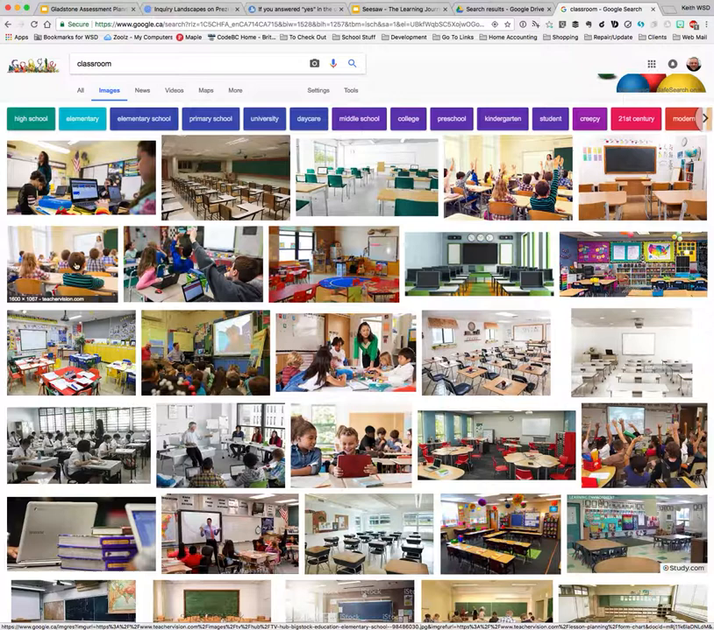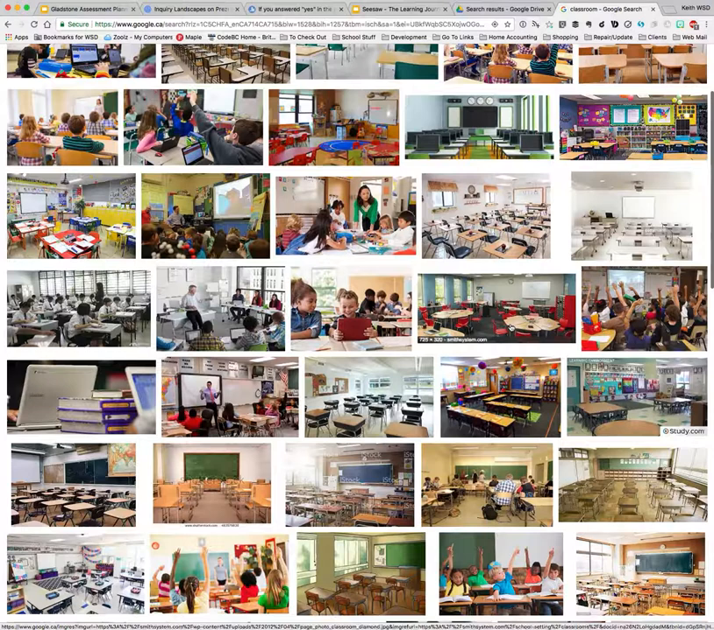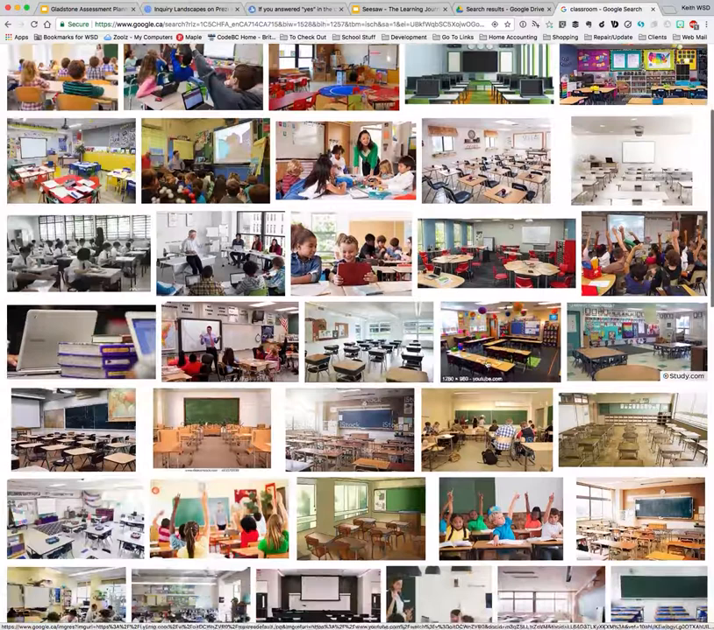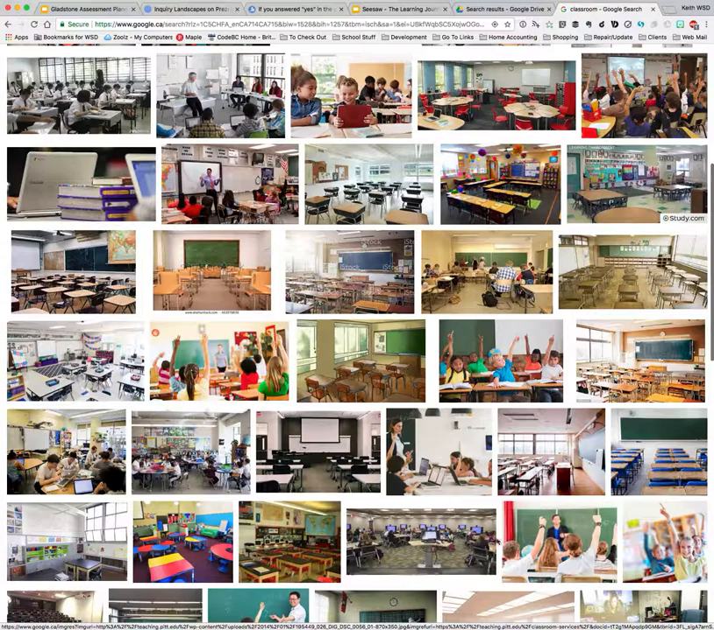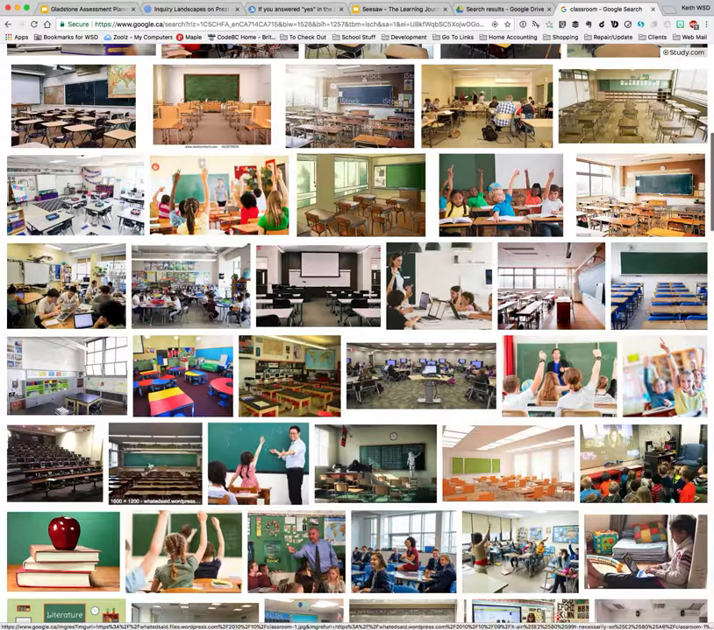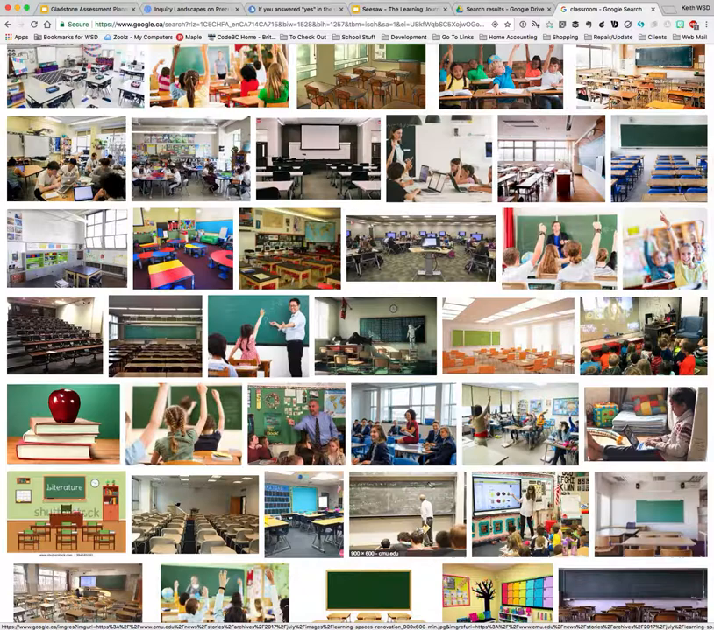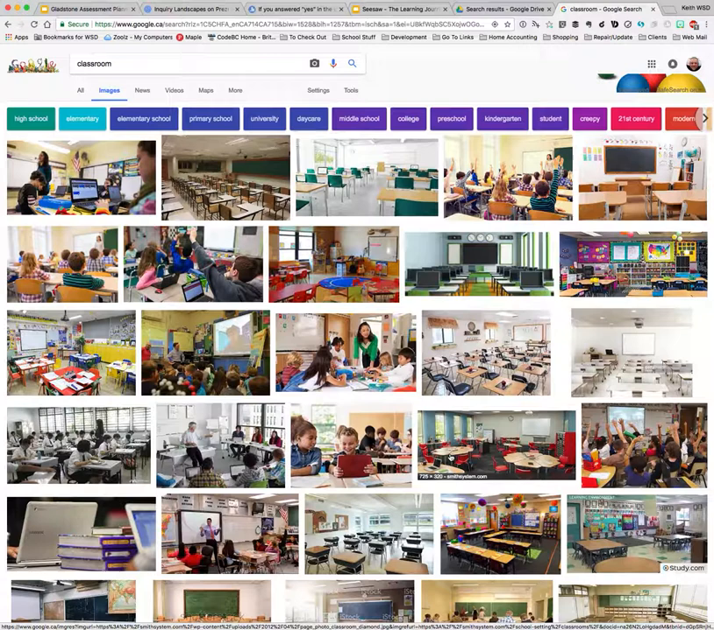Hands up, not a lot of collaboration, lots of individual sort of implementation. People working by themselves, it looks like a lot of the time. Lots of individual workstations, chalkboards, lecture format, looks like lots of times. Teacher at the front, uniforms. Very traditional looking. And that's a concern. And I'm going to show you why that's a concern in a minute.